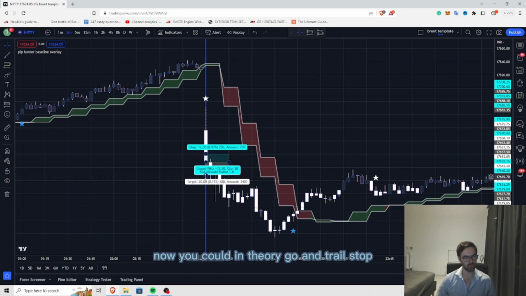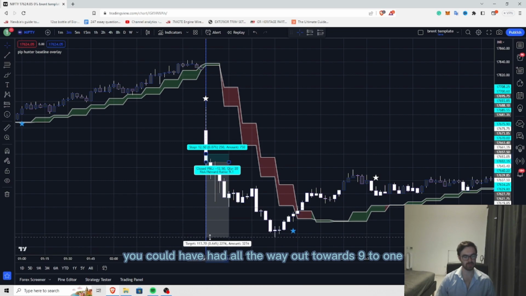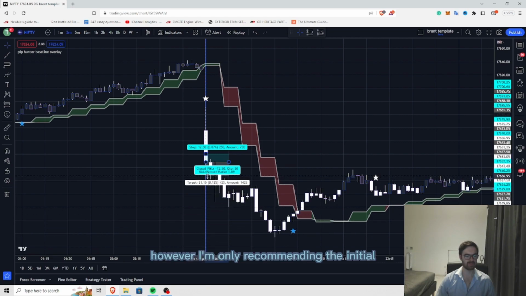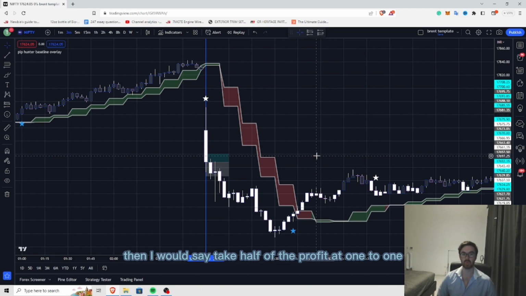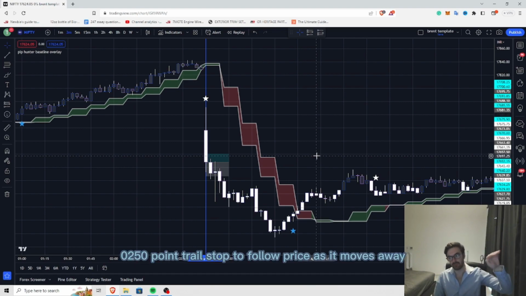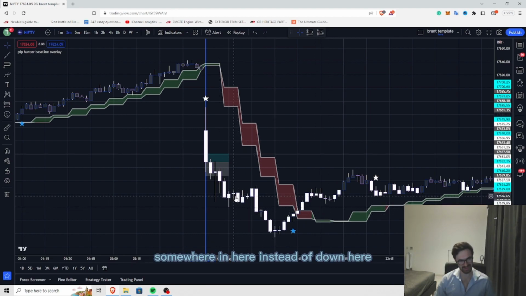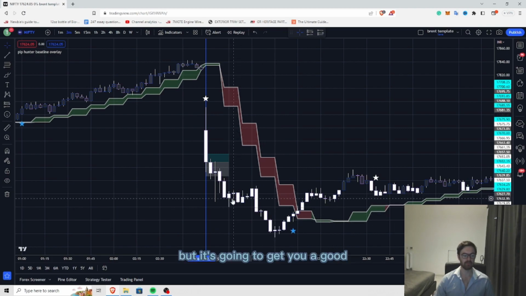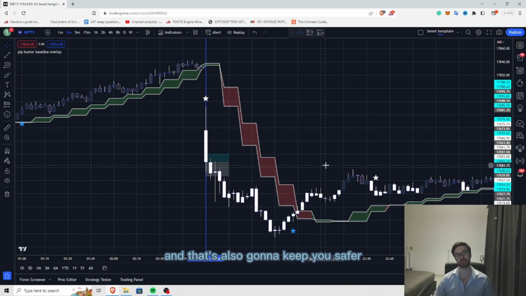Now you could in theory go and trail stop it. If you were trail stopping you could have had all the way out towards 9-1. However, I'm only recommending the initial target. It's just going to get people in and out quickly enough. If you're going to be looking at running a trail stop, then I would say take half of the profit at 1-1 and then use a 250 point trail stop to follow price as it moves away. It would probably end up stopping you out somewhere in here instead of down here, but it's going to get you a good percentage more profit in scenarios like this, and it's also going to keep you safer.